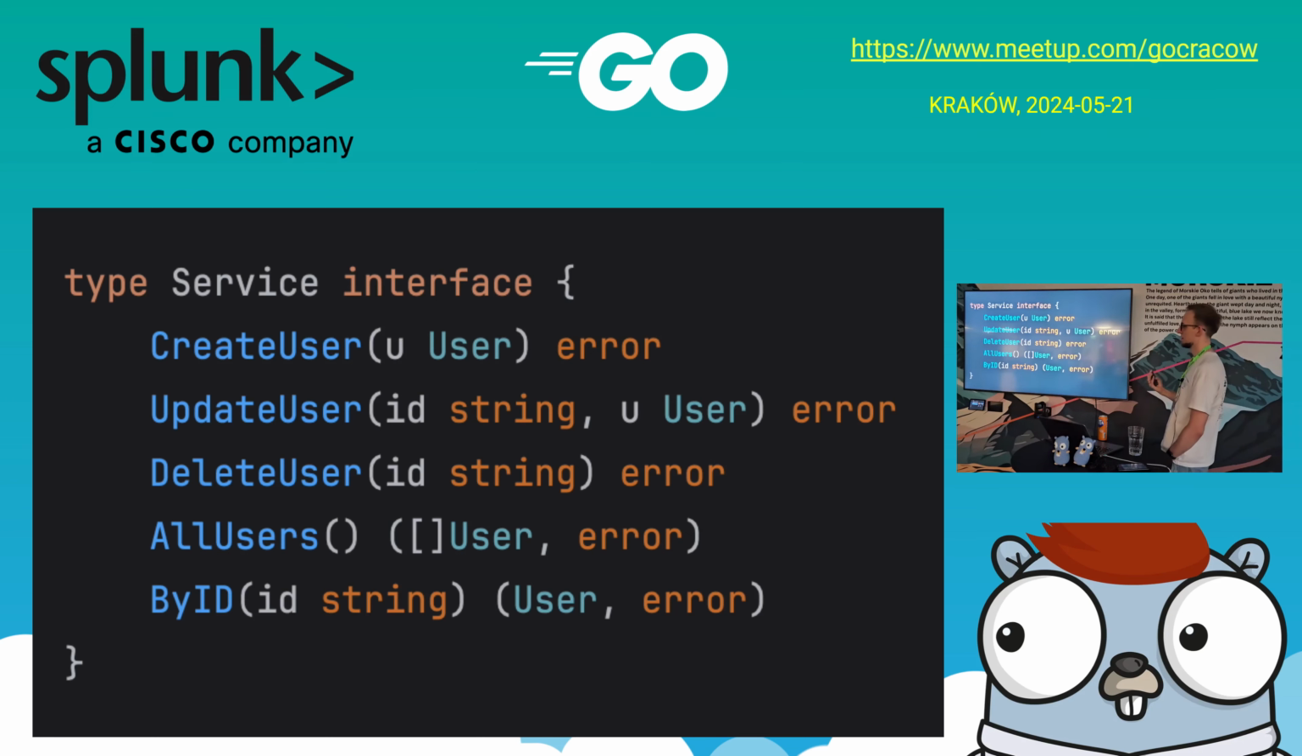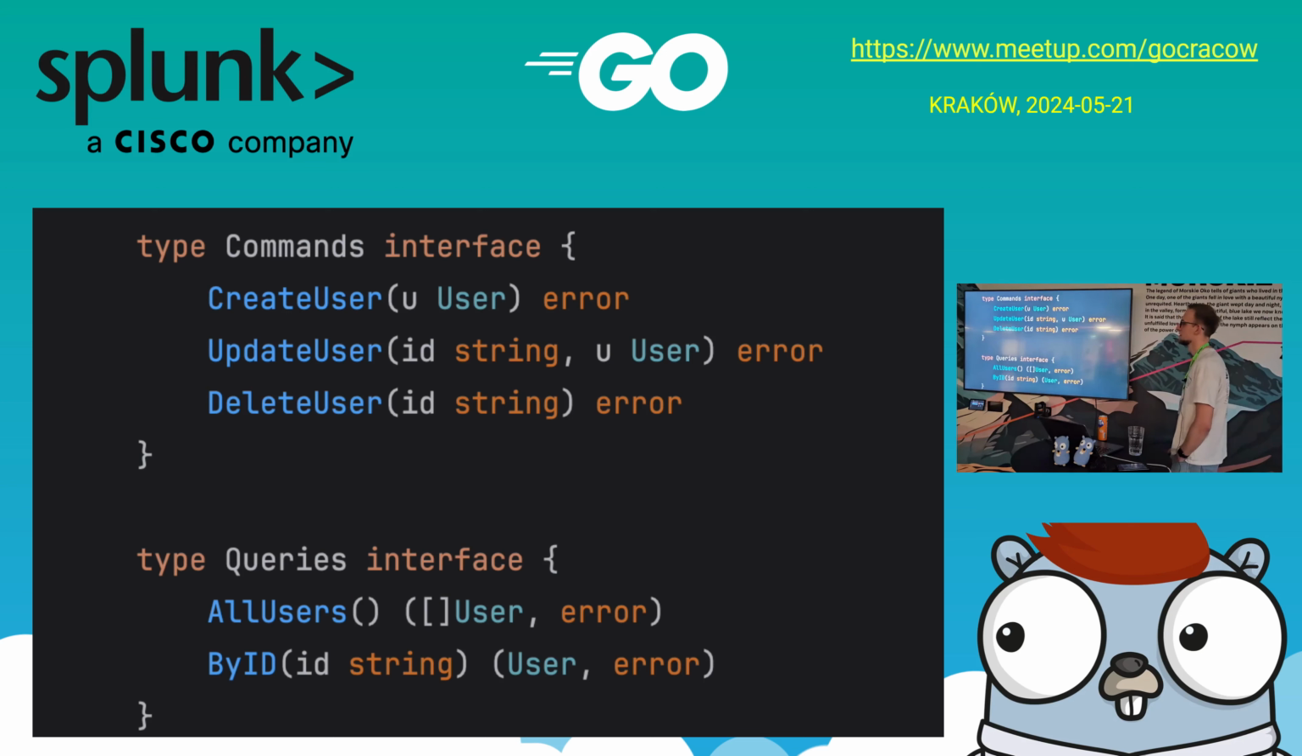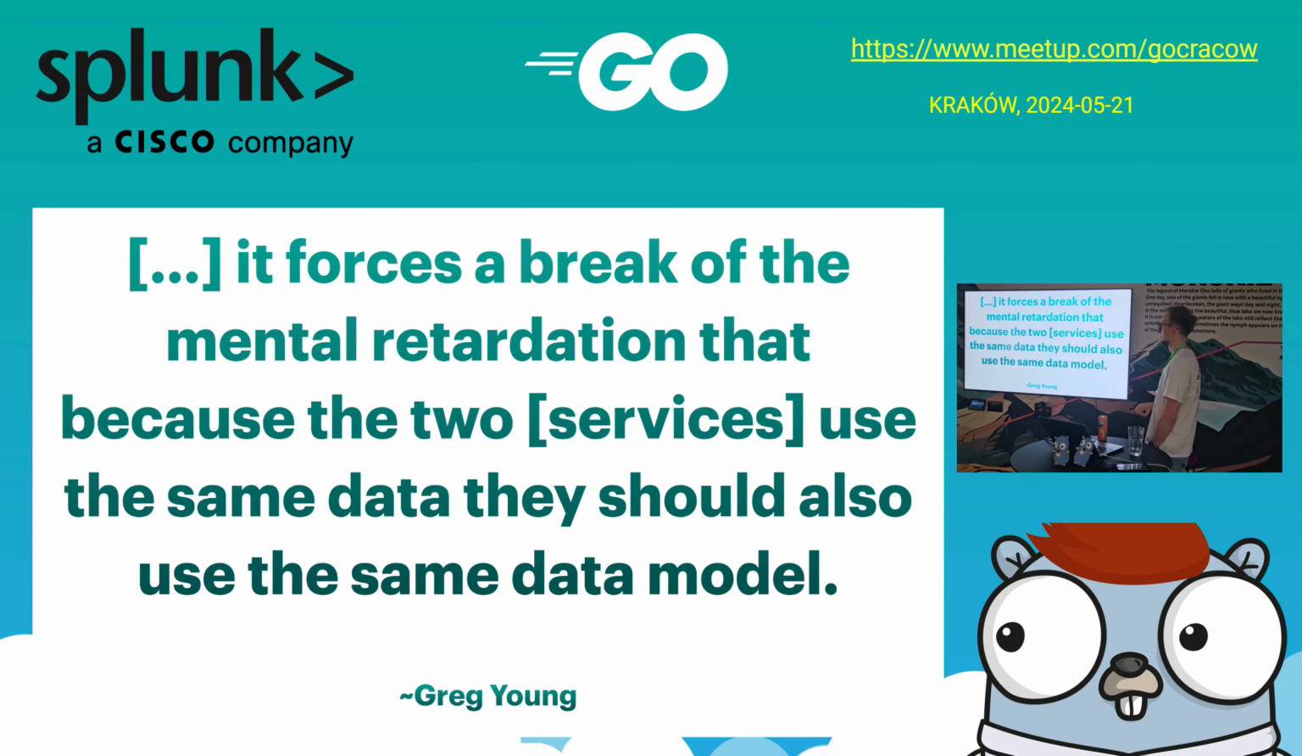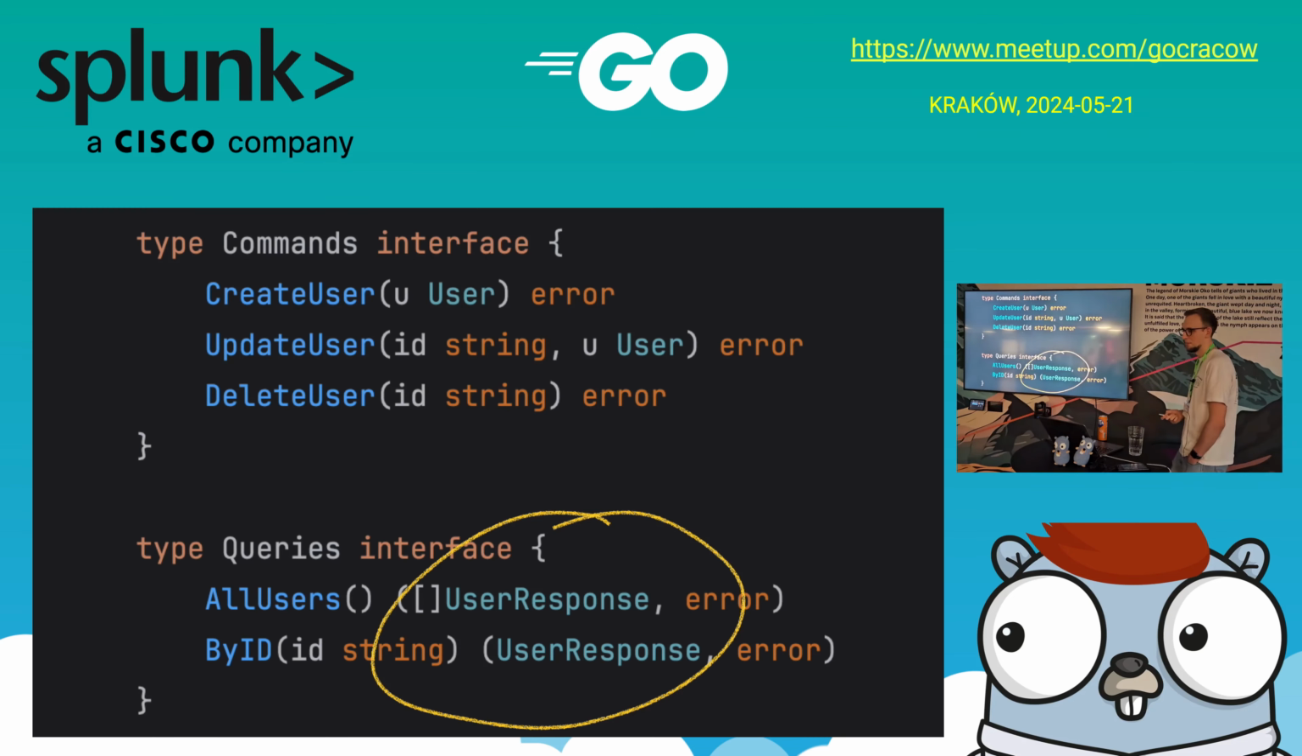So CQRS suggests that you take this thing and split it into two. So there's commands and queries which are separated, like two different interfaces for the same entity. And Greg goes on to say that it forces a break of the mental assumption that because the two services use the same data, they should also use the same data model. And this is the part that resonates with me, because it means that you can use a different data model for the queries in this context than for the commands.